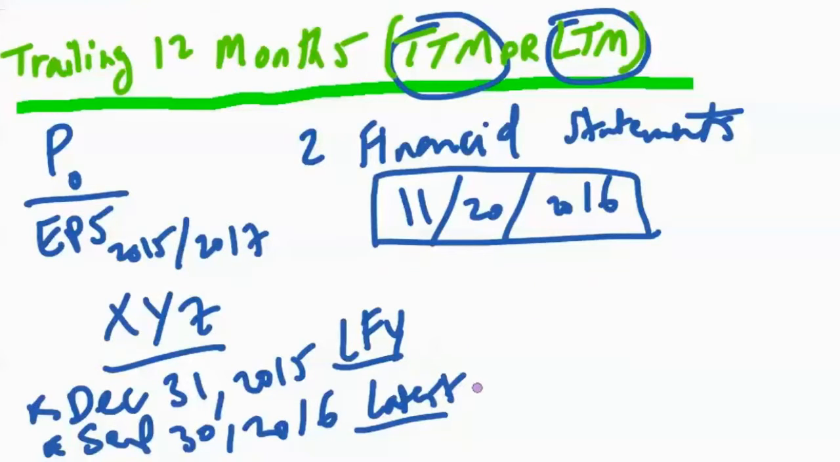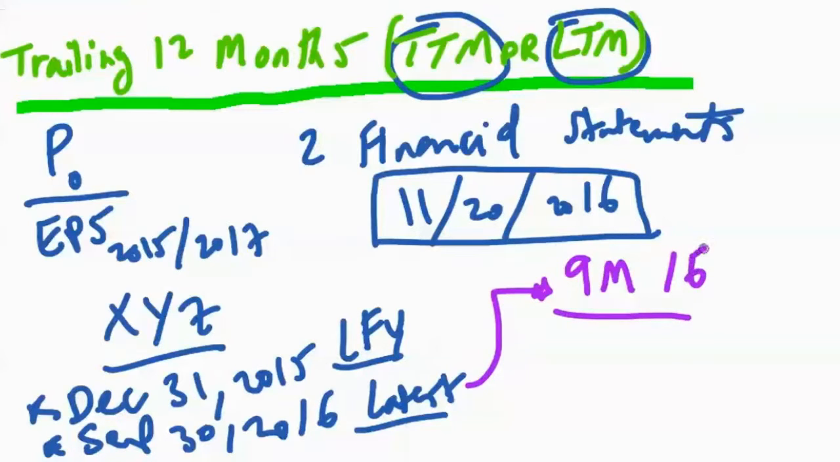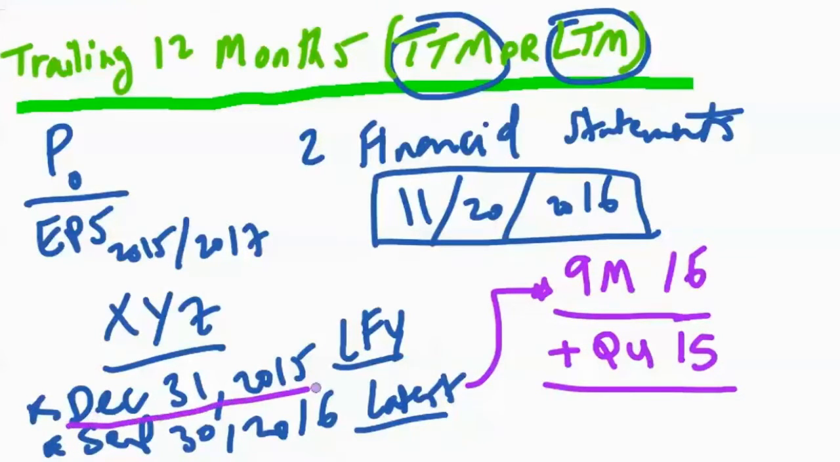So first of all, you need to calculate the 9 months numbers. So the latest financials is September 30th, 2016. You can come up with the 9 months result. This is the interim results. But for you to be able to calculate the latest 12 months, you need also to have the fourth quarter of the previous year, fourth quarter of 2015. If you know that and you have the 9 months results for 2016, you can add them up and you can come up with the trailing 12 months earnings per share.